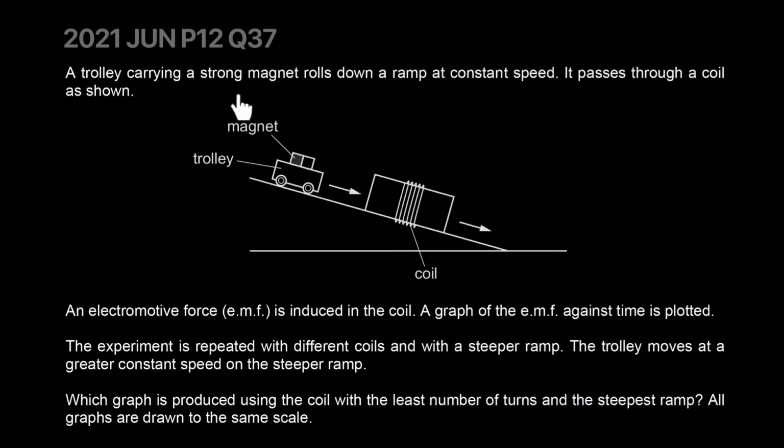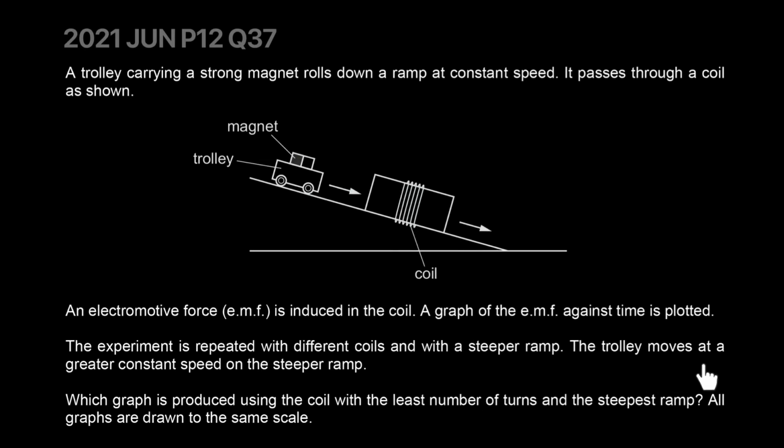A trolley carrying a strong magnet rolls down a ramp at constant speed. It passes through a coil as shown. So here's a small coil and it's just passing. EMF is generated, or induced, in the coil as it passes through. A graph of the EMF is plotted. The experiment is repeated with many different coils and with steeper ramps. So essentially what they're changing is the number of turns and the steepness of the ramp, right?